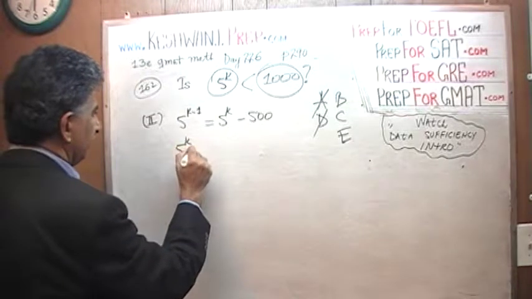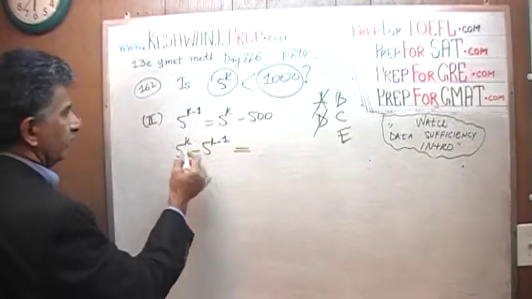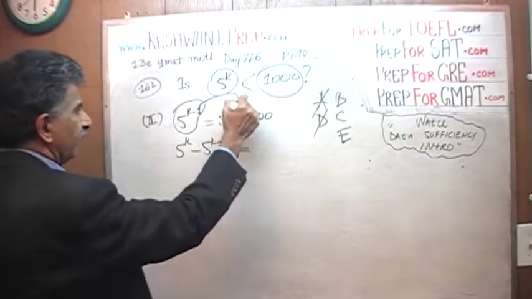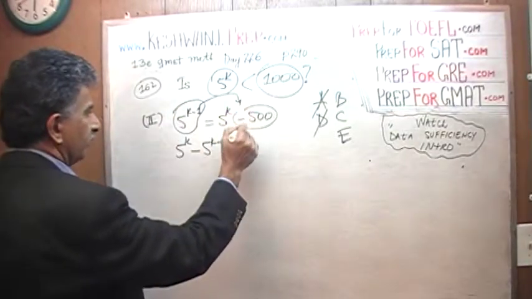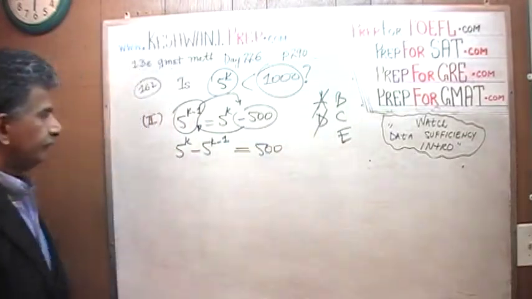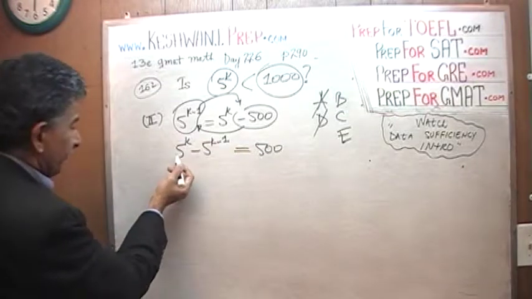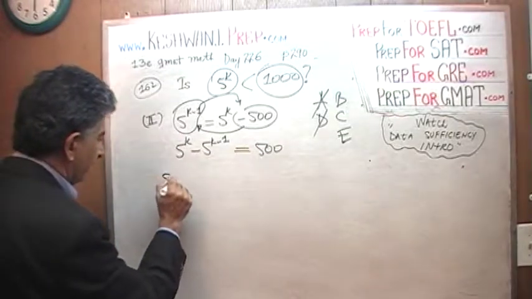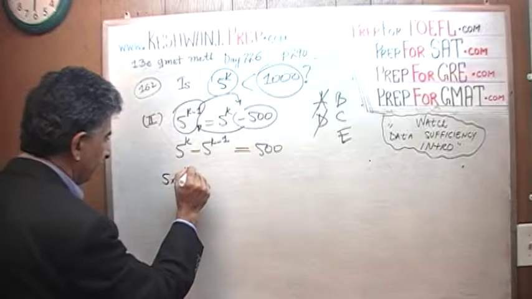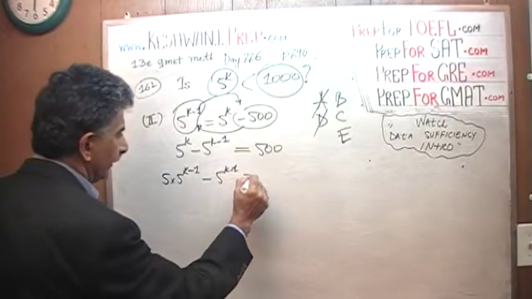So it's 5 raised to k minus 5 raised to k minus 1 equals, in other words, we're bringing this guy to the other side, we're bringing negative 500 to this side. So it becomes 500. This 5 raised to k can be written as 5 times 5 raised to k minus 1, minus 5 raised to k minus 1 equals 500.